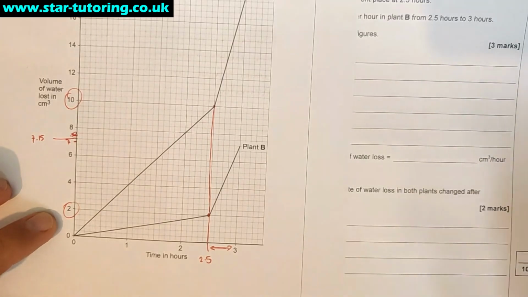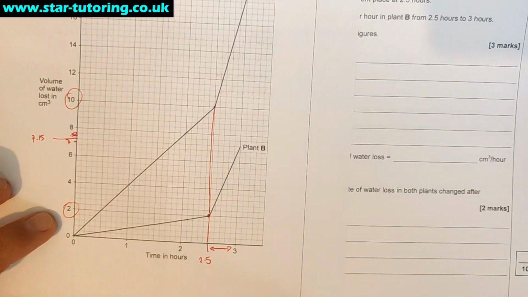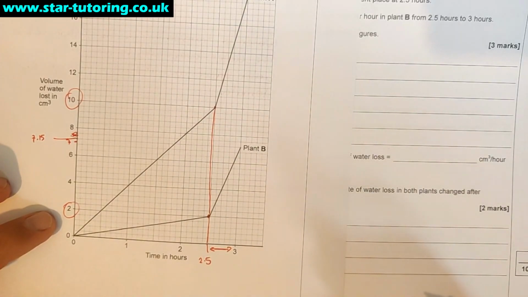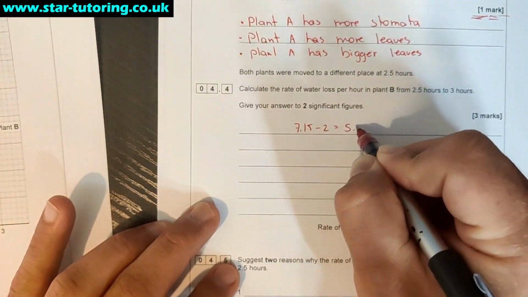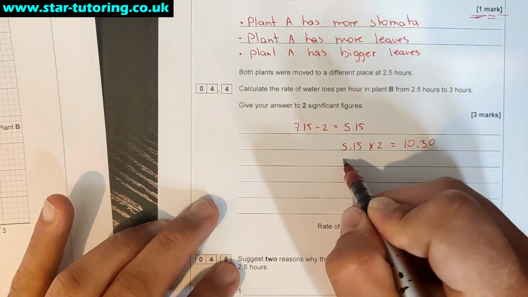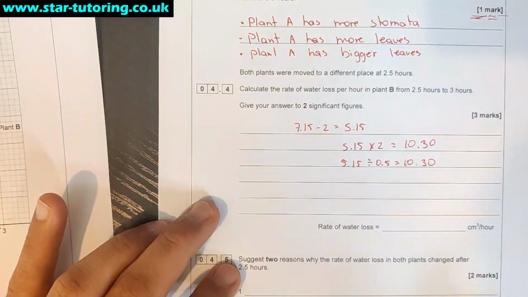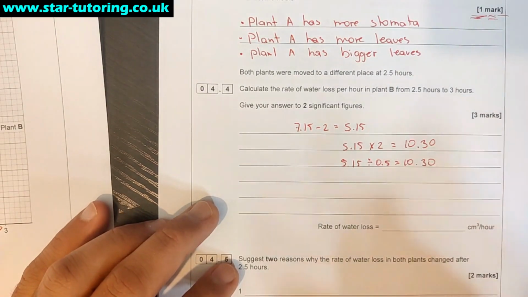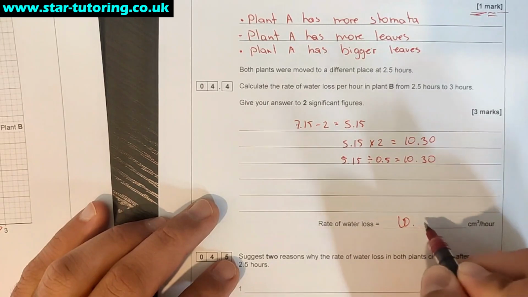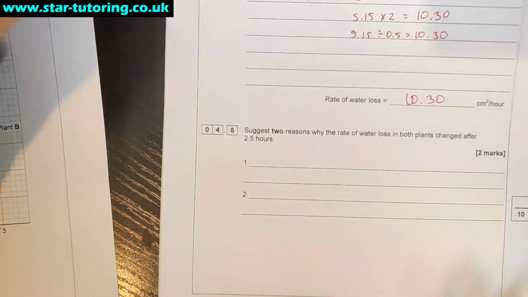So what you can do is you're going to do your 5.15, you can either times it by 2, because that is just half an hour, or you can divide it by 0.5 and see what we get. So let's have a look. And there you have it. You could have used either of those 2 methods and you still would have gotten the same answer. So your answer would be 10.3. There you go. So let's move on now to question 4.5.